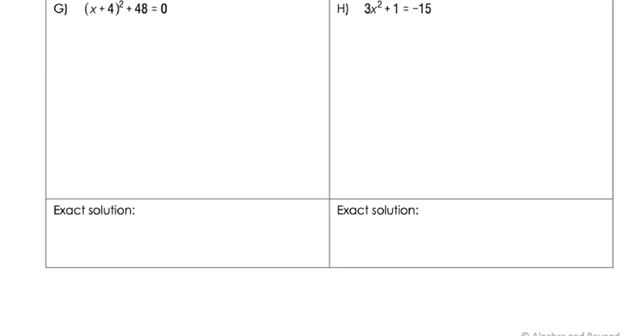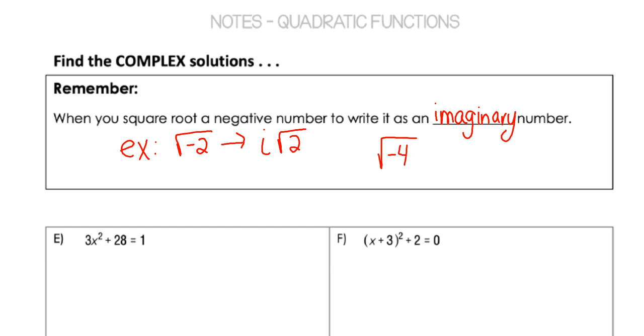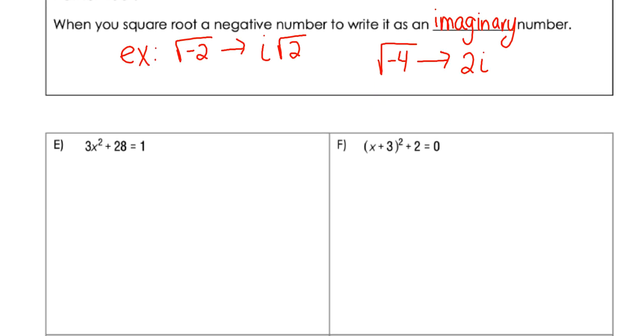So now we've got our real solutions. Sometimes, though, we want to remember that we're going to get complex solutions. So remember that when you square root a negative number, we write it as an imaginary number. So for example, if I have the square root of -2, I never want to leave a negative inside my square root. I would write it as i square root of 2. Or if I have the square root of -4, I would rewrite that as 2i. So we want to remove those imaginary numbers to get them simplified.